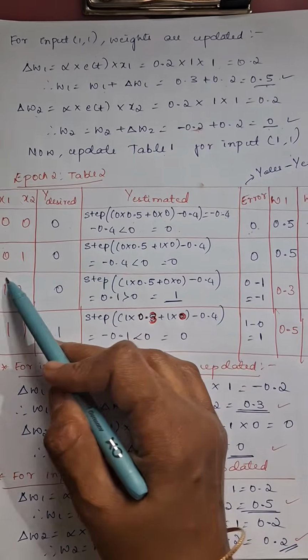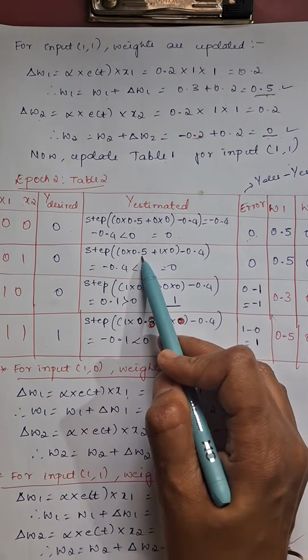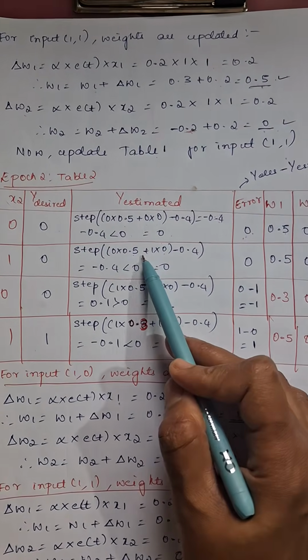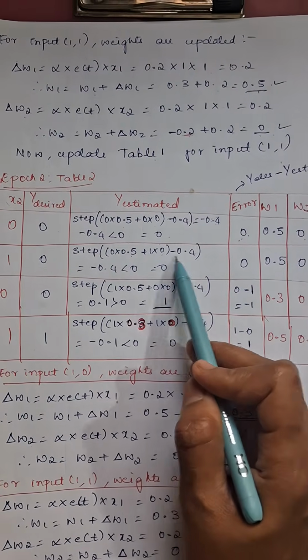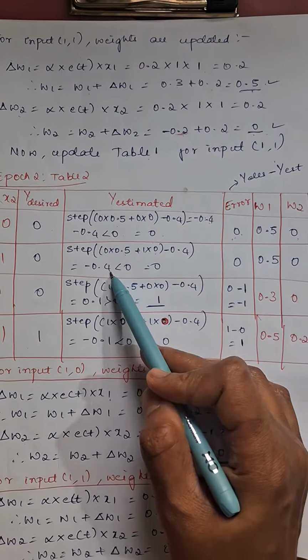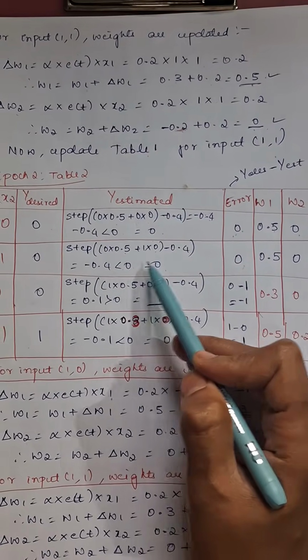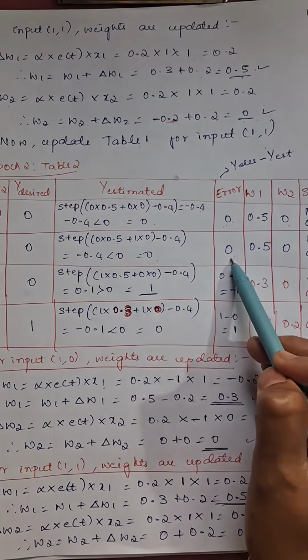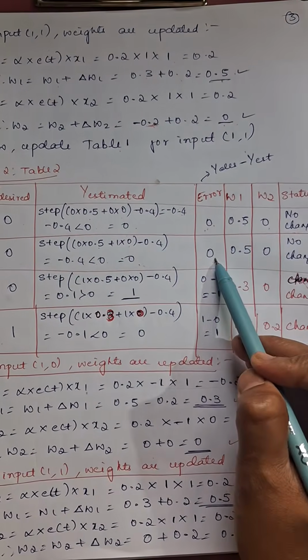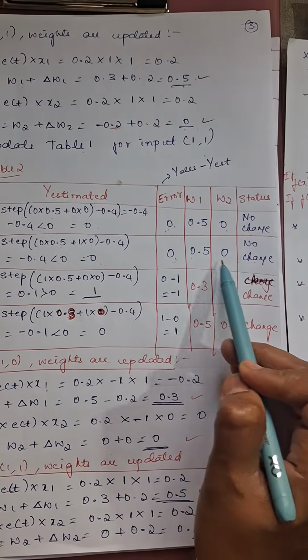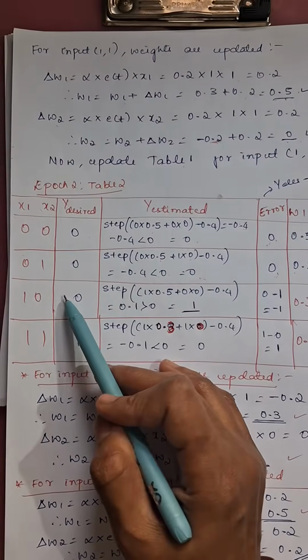Step of 0 into W1 plus 1 into W2 minus 0.4. What did I get now? It is 0 minus 0.4. Again I am getting a negative value. Since it is less than 0, the output is 0. So error is 0 minus 0, that is 0. Since there is no error, again no change, keep the weights as they are. Now coming to the next one.